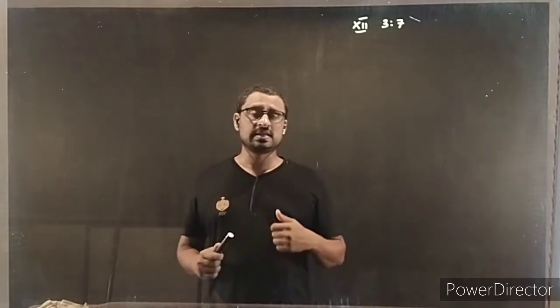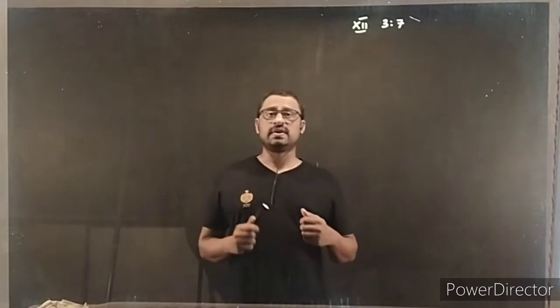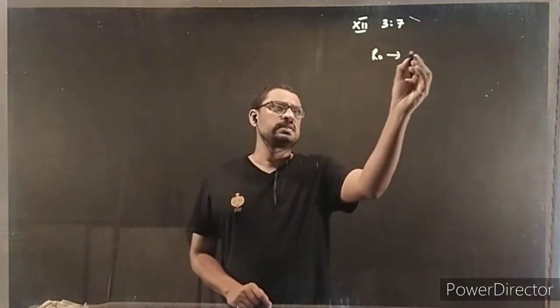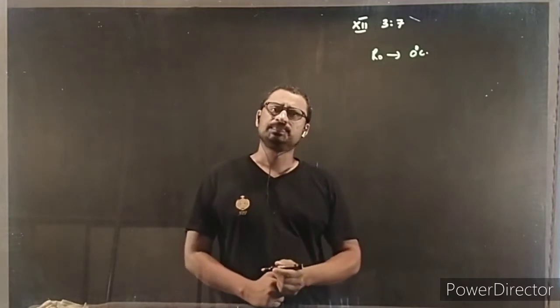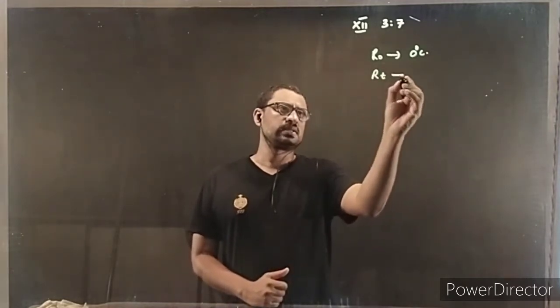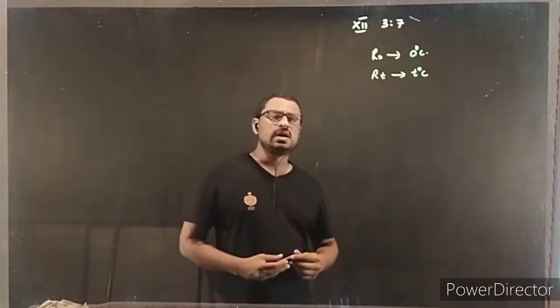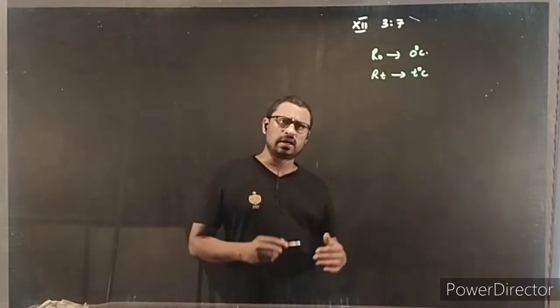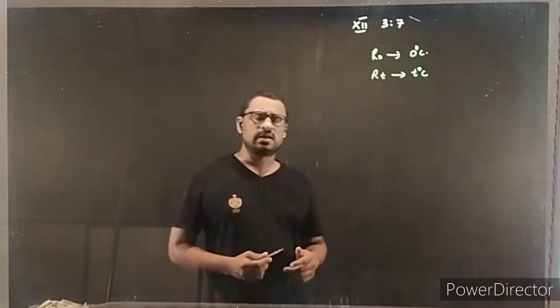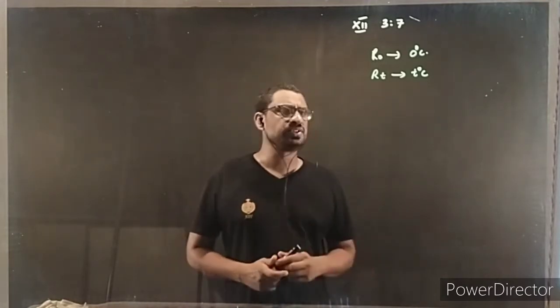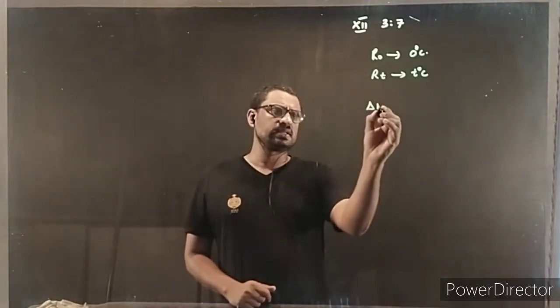I told you previously, when temperature increases, resistivity increases. If resistivity increases, resistance also will increase. Let R0 be the resistance at 0 degree Celsius. RT is the resistance at T degree Celsius. So what it means? From the value R0, it increased to a value RT with a temperature increase of T degree Celsius. So there is a change in the resistance.